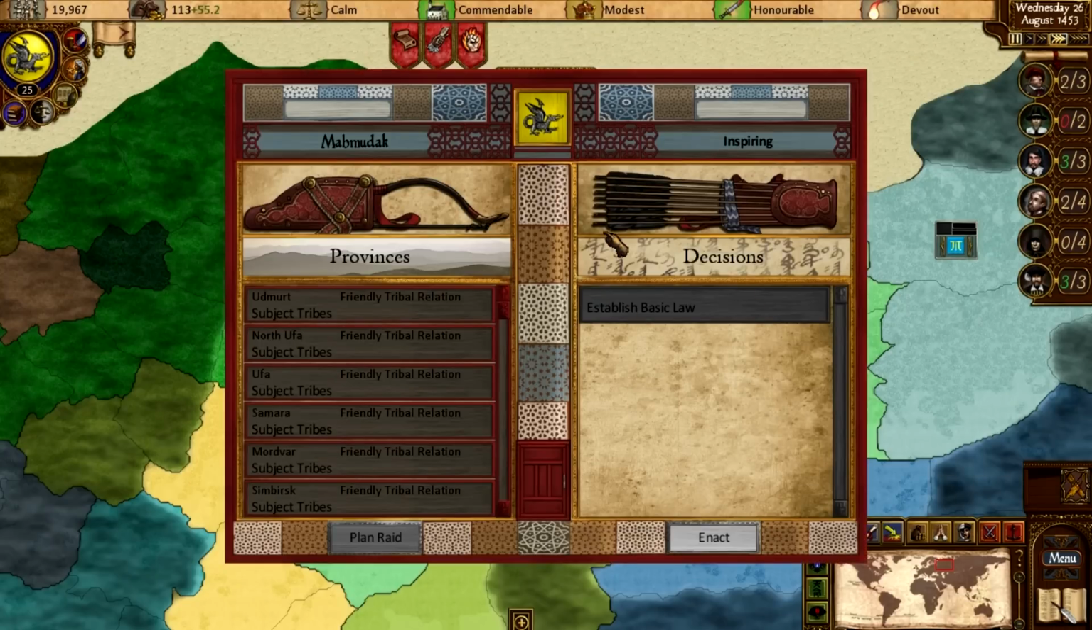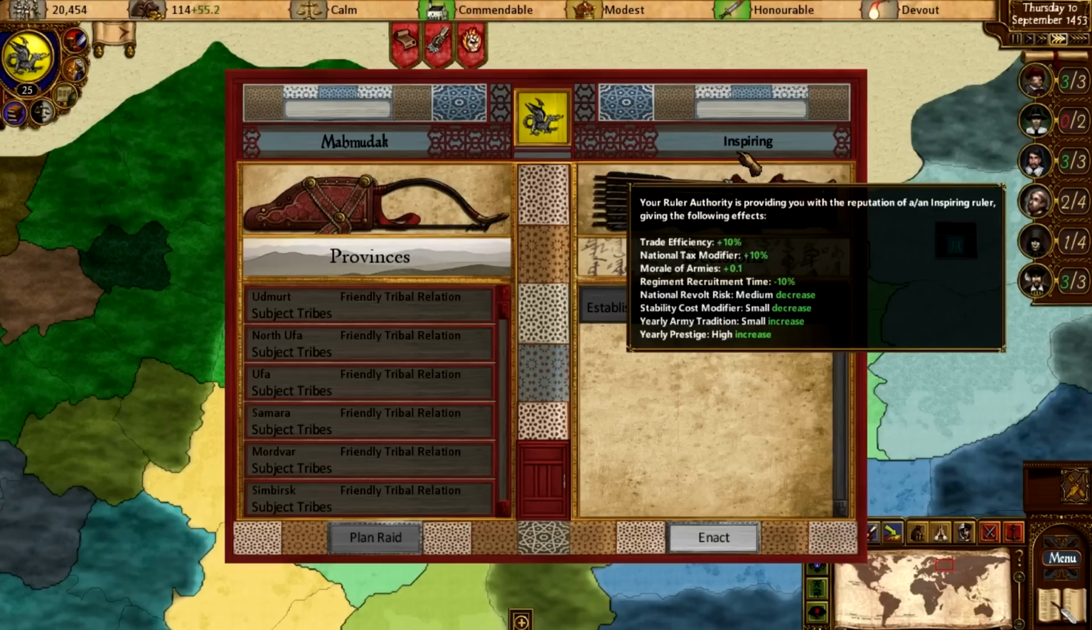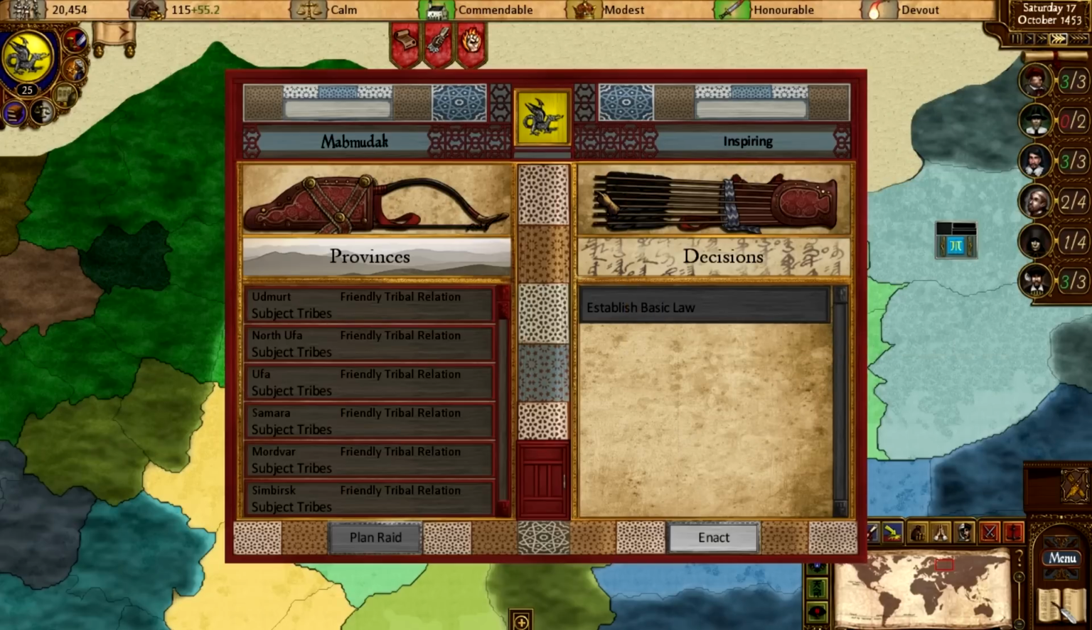Now, in this tribal interface, there are also some things that I want to say. First, my ruler is Mahmudak, and he is inspiring. Being inspiring is a quality that all tribal leaders have, and it basically means the level of authority that they have among the tribes. Despite giving you positive modifiers, being inspiring, the level of ruler authority is sometimes necessary to enact certain decisions.